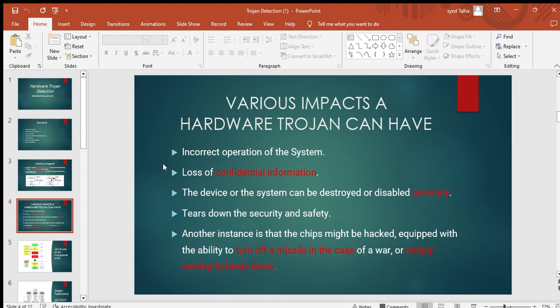What are the impacts that a hardware Trojan can have? One of the biggest impacts is on confidential information. There can be a leakage of confidential information, and if this confidential information is in important places such as the military or the US Air Force, then this can have really bad effects for security. Some of the other impacts are that a device or the system can be disabled, or it can turn off a missile in case of a war, or it can break down as well.